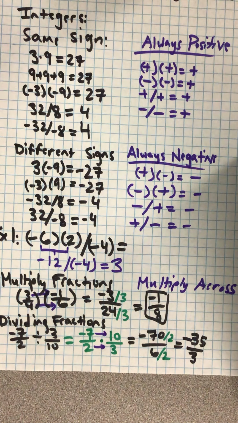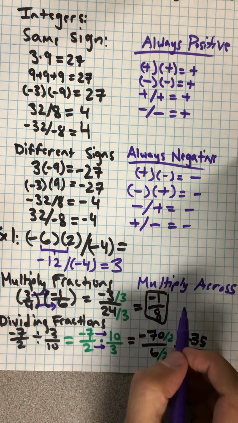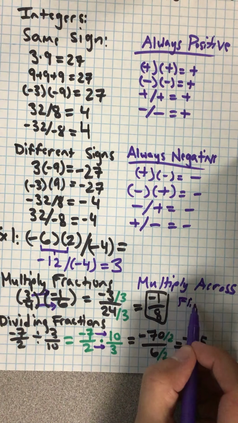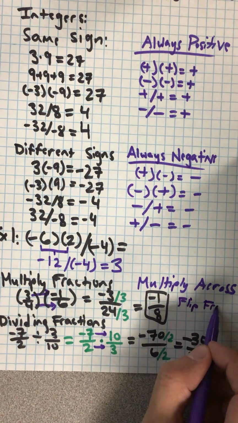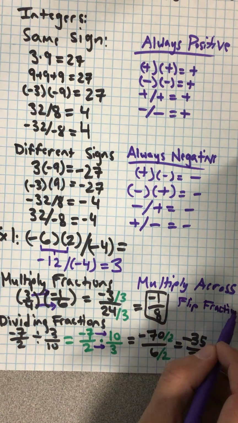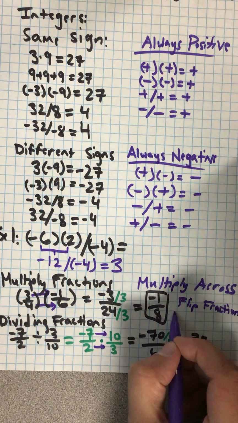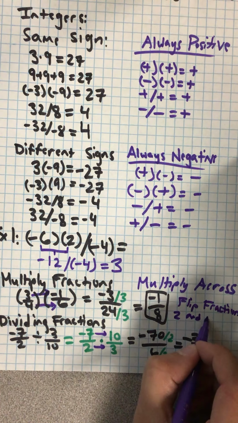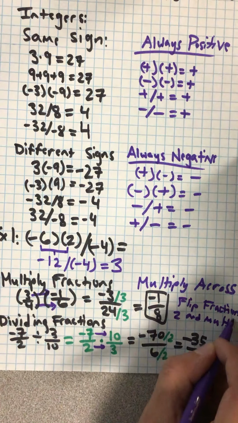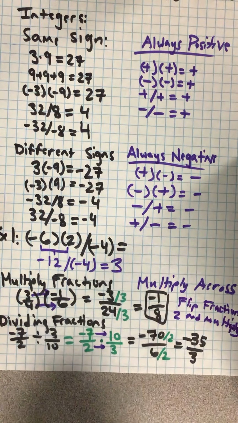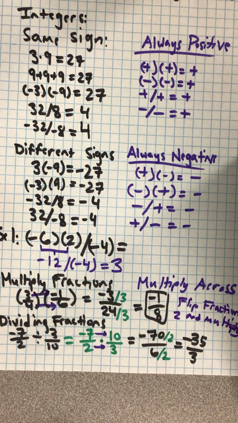So our rule when doing division is flip the second fraction and multiply. As I struggle to get this all on the page.